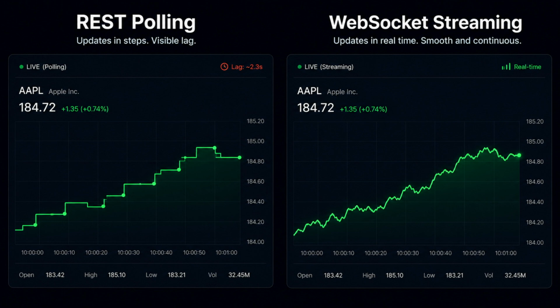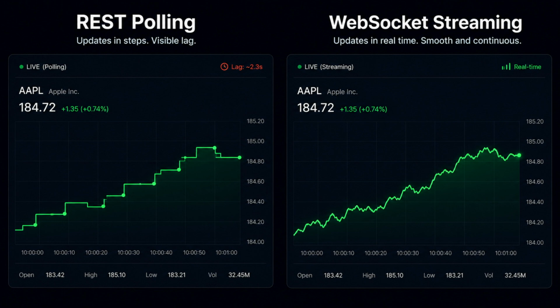Let's talk about why this matters directly for your experience as a trader. When a platform uses WebSocket for live data, prices update the instant they change. The chart moves with the market in real time. The order book refreshes tick by tick. The bid and ask spread updates continuously. Everything feels alive because it is alive.